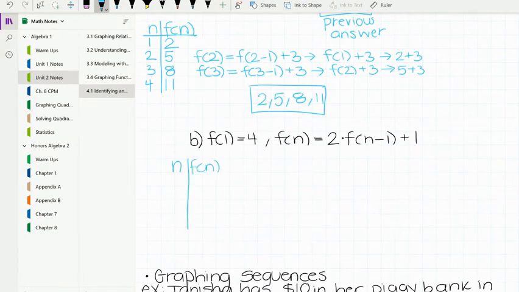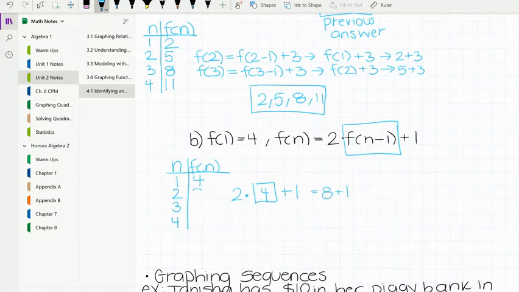So we have the first term is 4, but we need to find the second, third, and fourth. Now, when you look at this, it's really 2 times the previous answer plus 1. So think of it like if I'm finding the second term, it's 2 times the previous answer plus 1. The previous answer in this case is 4. So 2 times 4 is 8, and 8 plus 1 is 9.